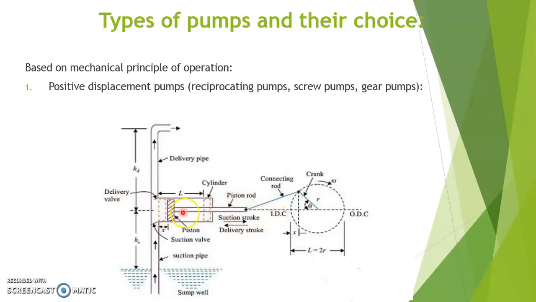Due to movement of the piston in the backward direction, a suction pressure or a vacuum is created in the delivery pipe. This suction or vacuum uplifts the water from the sump well, and this water lifts up to the treatment plant. So this lifting is caused by the suction pressure created on account of the vacuum.